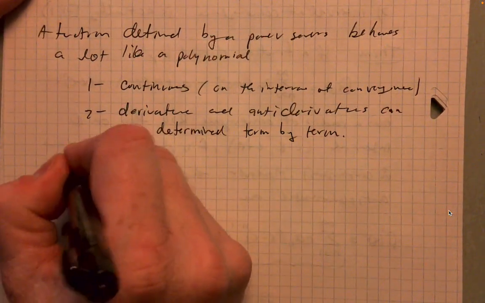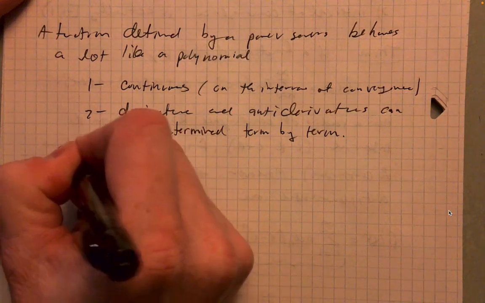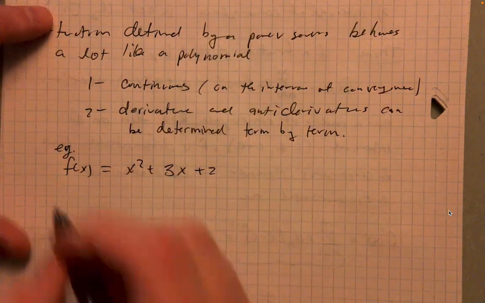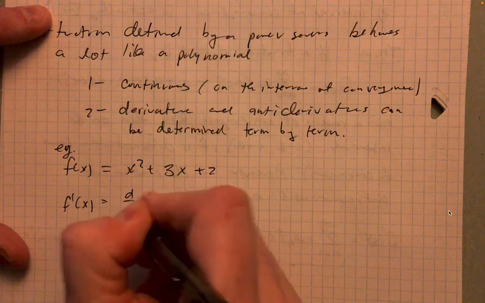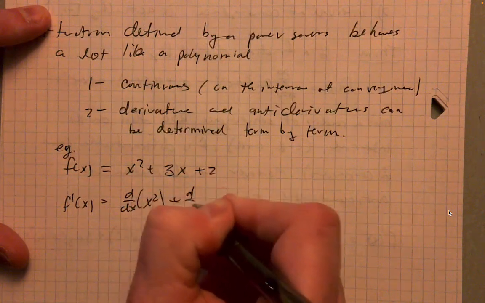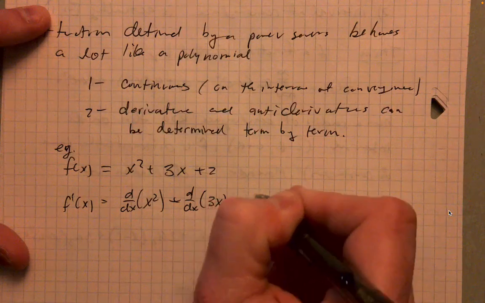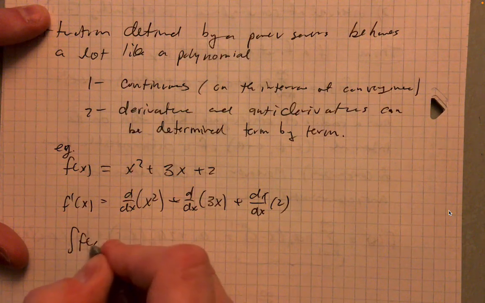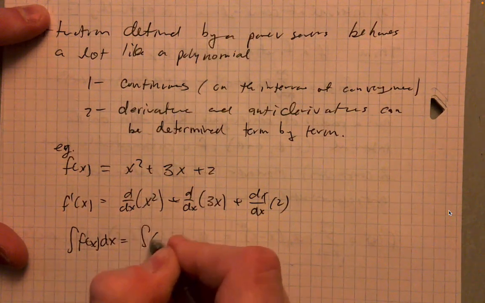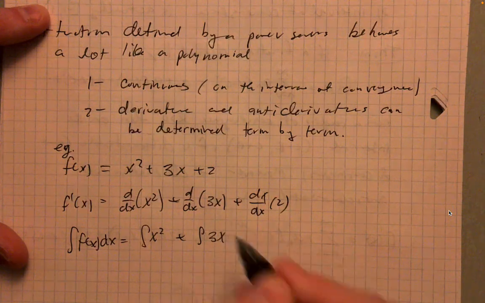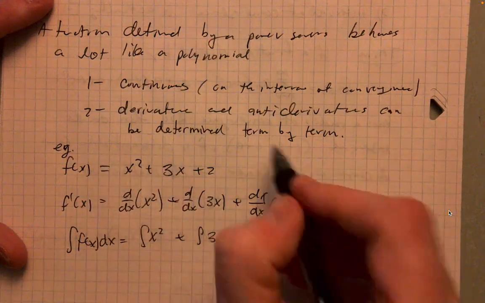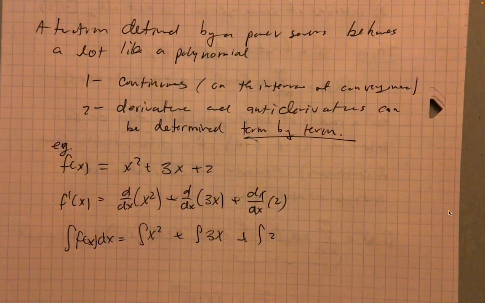So hopefully people are following that second statement. If my polynomial is f of x equals x squared plus 3x plus 2, then the derivative is the derivative of the first term plus the derivative of the second term, like this. And also the integral is the same way. It's the integral of x squared plus the integral of 3x plus the integral of 2. That's what we mean by derivatives and antiderivatives can be determined term by term. It's simple. That's a fact of polynomials. They can all be broken up nicely like this.